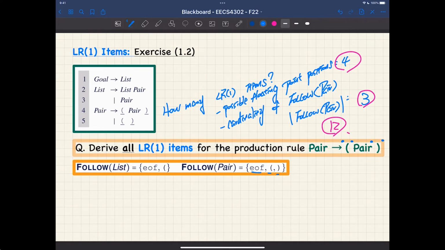The initial one is going to be pair produces, and then a bullet point right here, this pair, and like that. I want to write it better because I'm going to do copy and paste very soon. All right, and what will be the possible look-ahead symbol? It could be EOF, right? It could be, right? Let me now do some copy and paste.